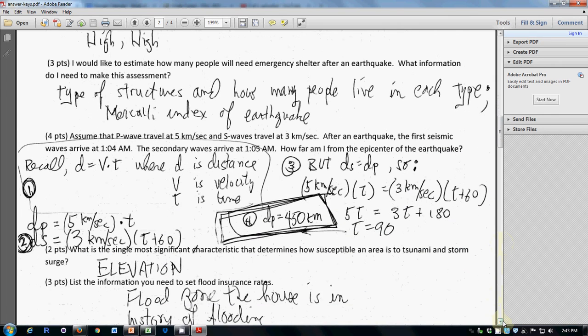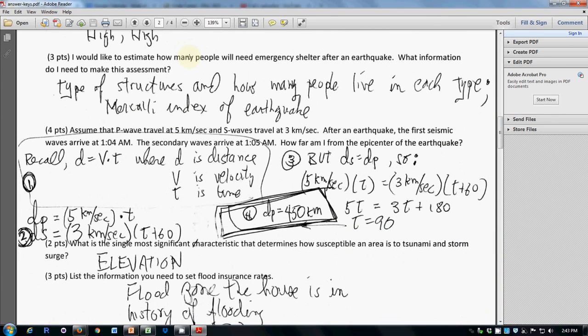Additionally, when you analyze the problem of people needing emergency shelters after an earthquake, the important information that went into your analysis was the type of structures that were in the community and how many people live in each type of structure. And finally, you may also consider the Mercalli index, which helps to tell how many of these structures are destroyed, and therefore how many of the people who lived in those structures are going to be homeless and end up needing emergency shelter.